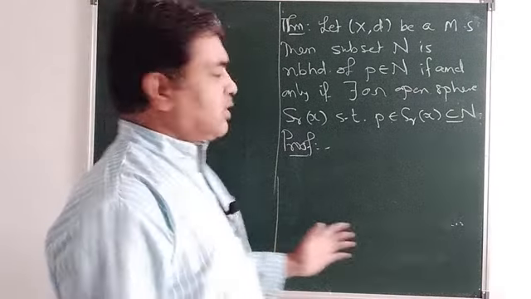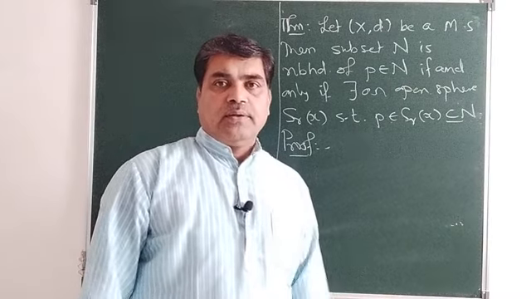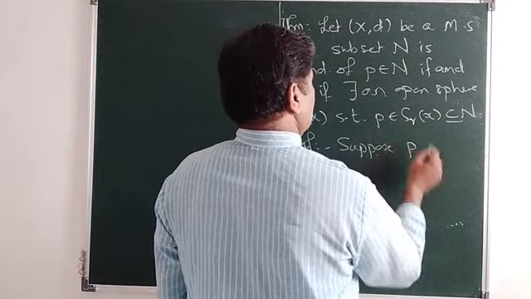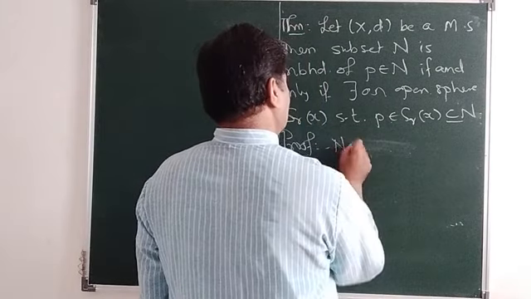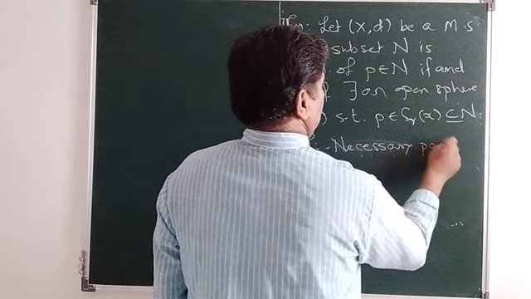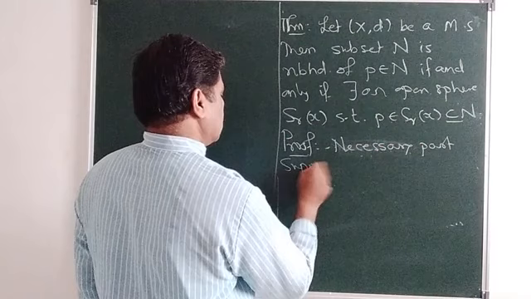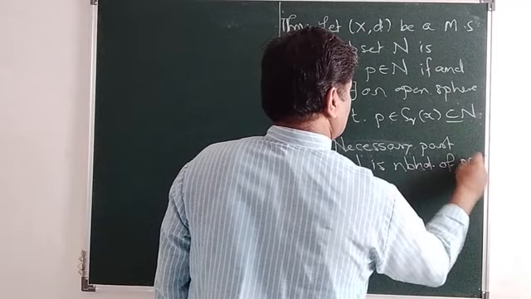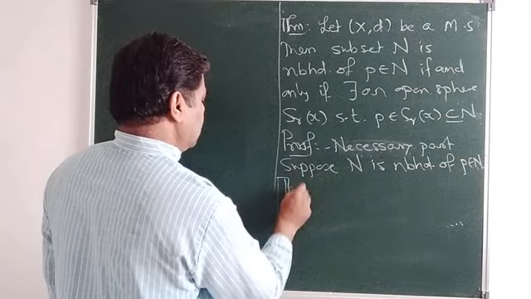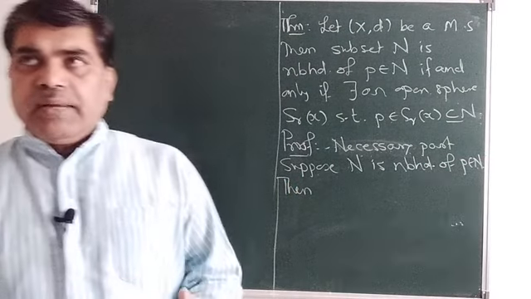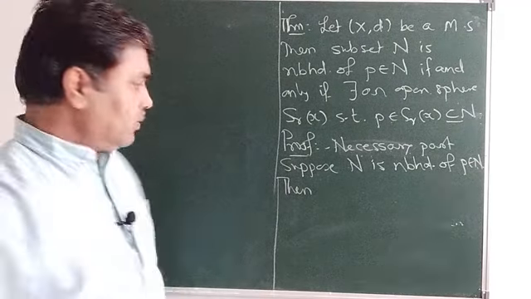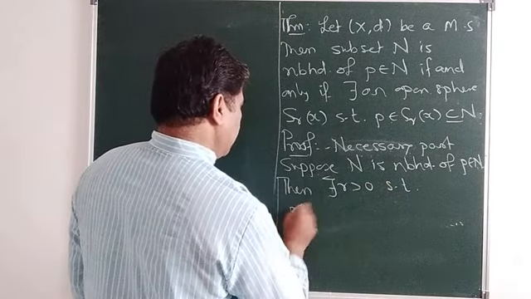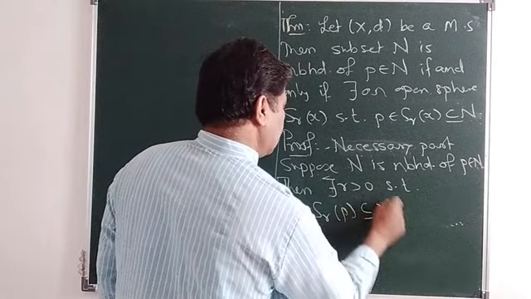So firstly we prove the necessary part. Suppose N is a neighborhood of P, where P belongs to N. Then by the definition of neighborhood, there exists R greater than 0 such that P belongs to S_R(P), which is contained in N.